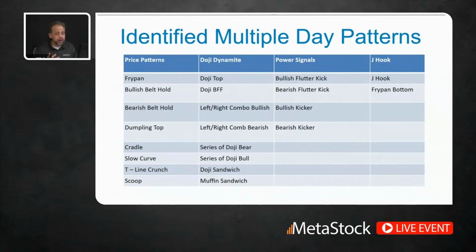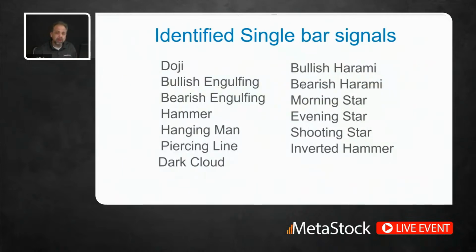Before I show you the chart, this is a list of the multiple day patterns. You've got the Doji Best Friend, the fry pans, the belt holds, the dumpling tops. I'm not going to read them all, but all these patterns are identified on a chart for you when you apply the chart. They're also scannable, so I'll show you how you can scan for them as well. These are all of the multiple day patterns, and these are all the single bar setups.